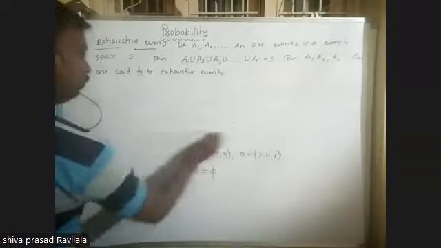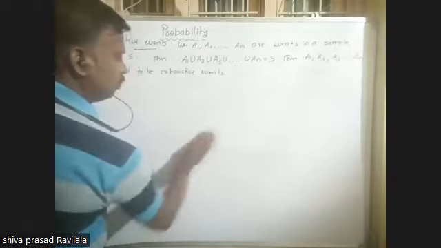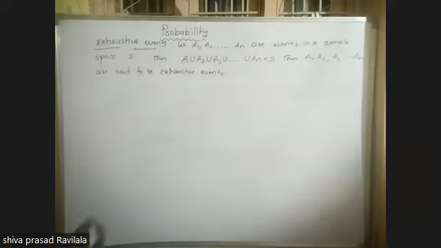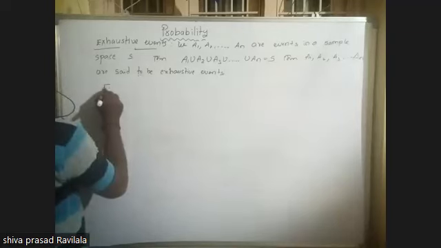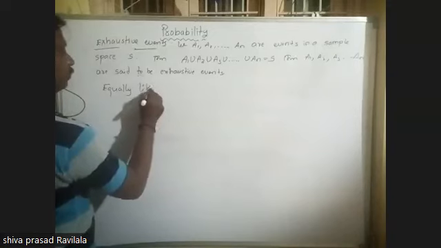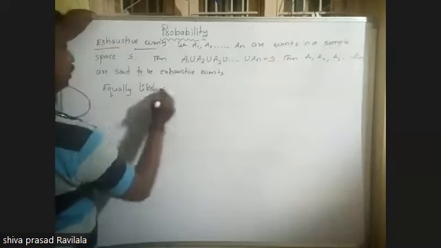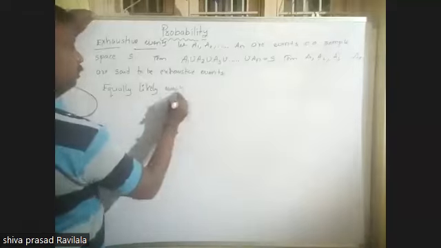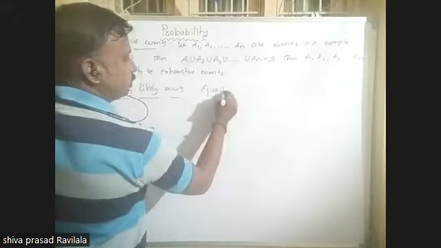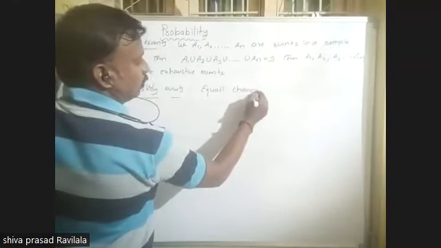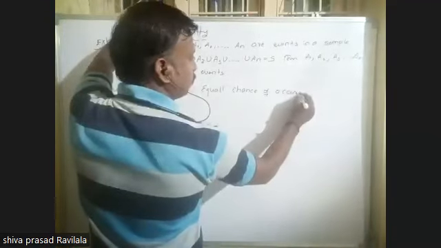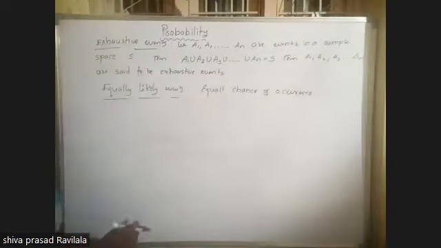And the next one is equally likely events. Very simple. Equal chance of occurrence. Equally likely means equal chance of occurrence. Same example I am taking.